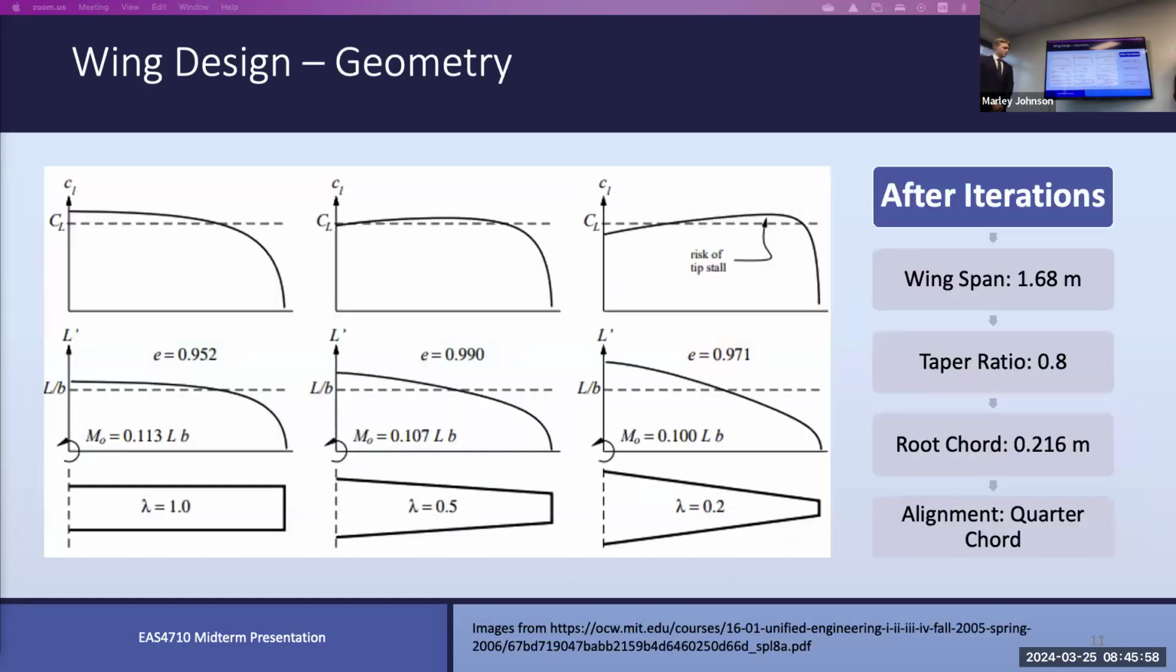For the design itself, we have a wingspan of 1.68 meters. This would be approximately 5.5 feet with a taper ratio of 0.8. We found this iteratively after trying to optimize our efficiency and minimize our bending moment. Our root chord was 0.216 meters or 8.5 inches approximately. And then for our alignment, the quarter chord line was made straight to reduce the actual twist within the wing and also help with the way that we wanted to connect it to the fuselage itself.